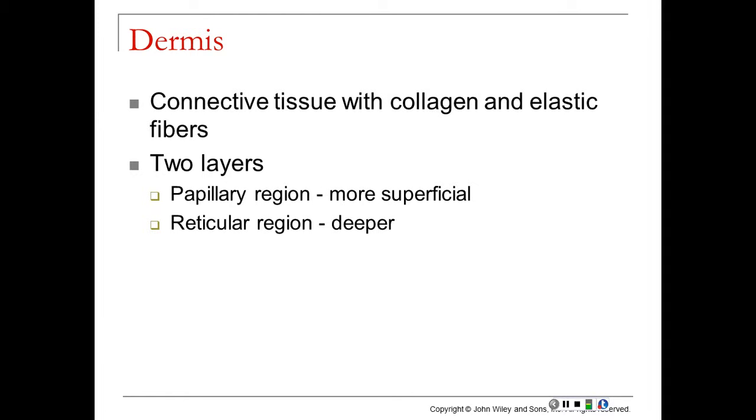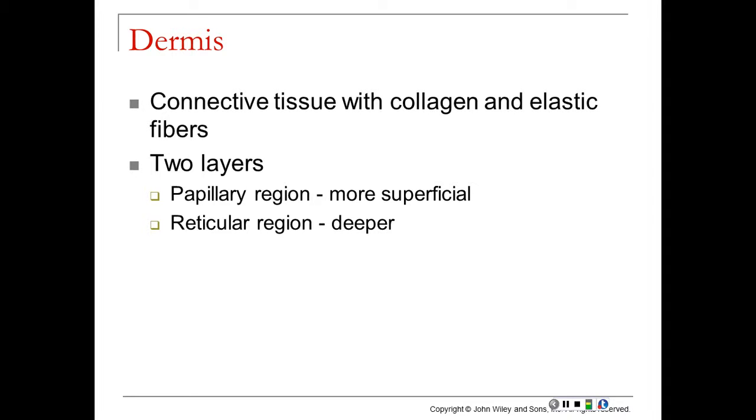Below the epidermis, I should say, is the dermis. This is our connective tissue layers. It's mostly collagen and elastic fibers that give our dermis some flexibility. This is why you can pinch your skin and then it goes right back to where it was. It's because of those collagen and elastic fibers that allow for that rebound effect.